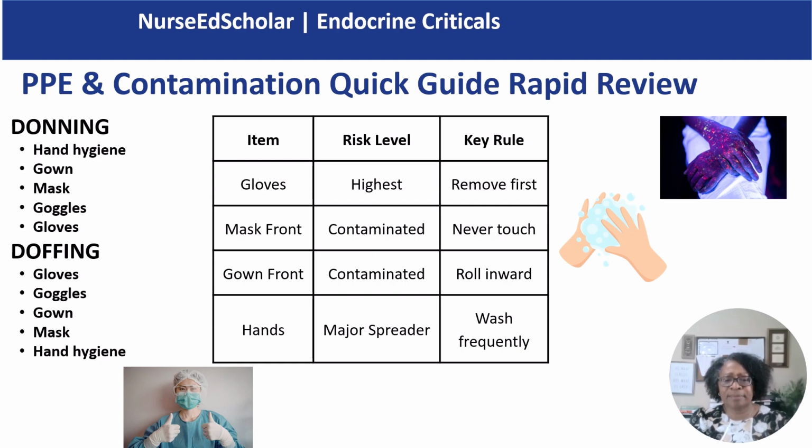On this chart, I have some items. So gloves, of course, like we talked about, have the highest risk of contamination. You want to remove those first. The mask and the gown, we talked about, the outside of the PPE is contaminated. You never want to touch the mask and you want to roll your gown inward to reduce the exposure to the environment. And then the hands, we all know it is a major spreader and we really need to wash our hands frequently.